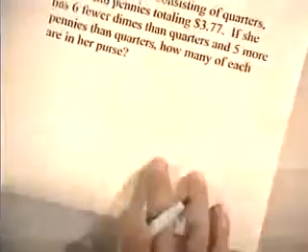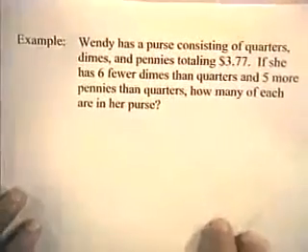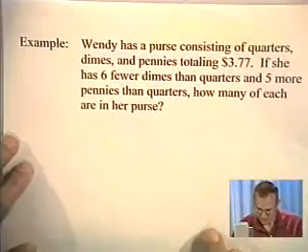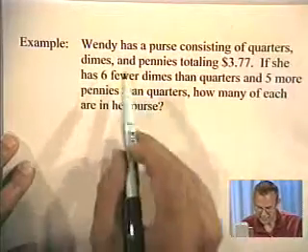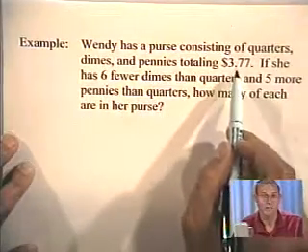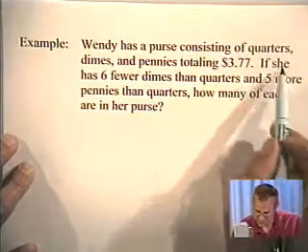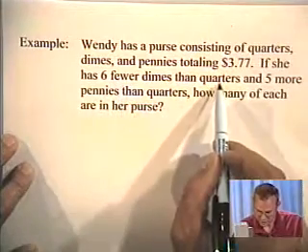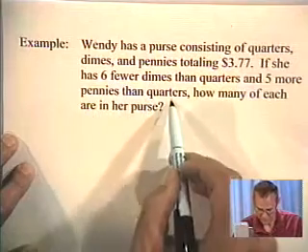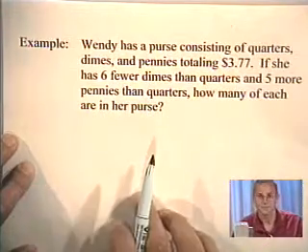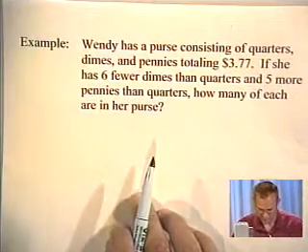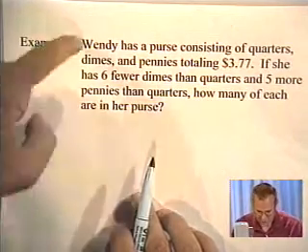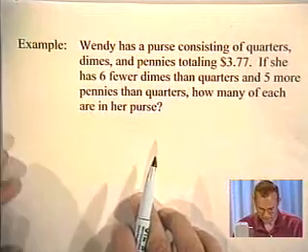Now let's do a typical problem that you might find in an algebra book. Wendy has a purse consisting of quarters, dimes, and pennies totaling $3.77. She has 6 fewer dimes than quarters and 5 more pennies than quarters. How much of each are in her purse? A lot going on here, a lot tougher than the piggy bank problem.